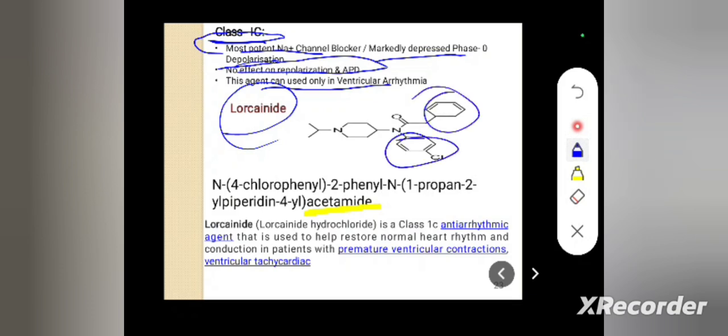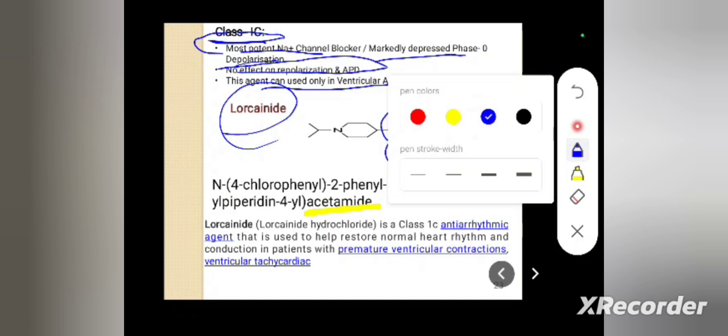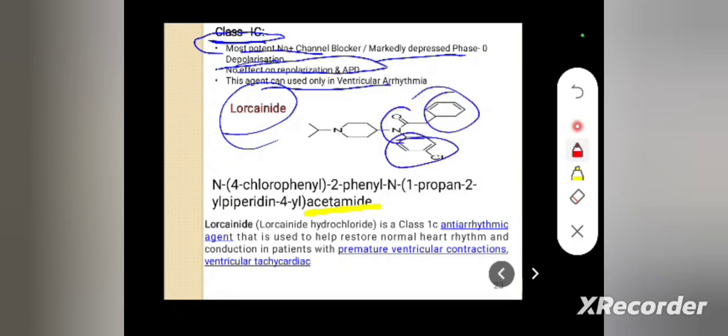The next essential functional group is the amide group. Lorcainide contains the amide functional group, which is critical for its pharmacological activity. This amide group is essential to show the pharmacological action. Then the side chain methoxy group attached to the aromatic ring, and the secondary amine group in its alkyl side chains, are also essential for the activity.